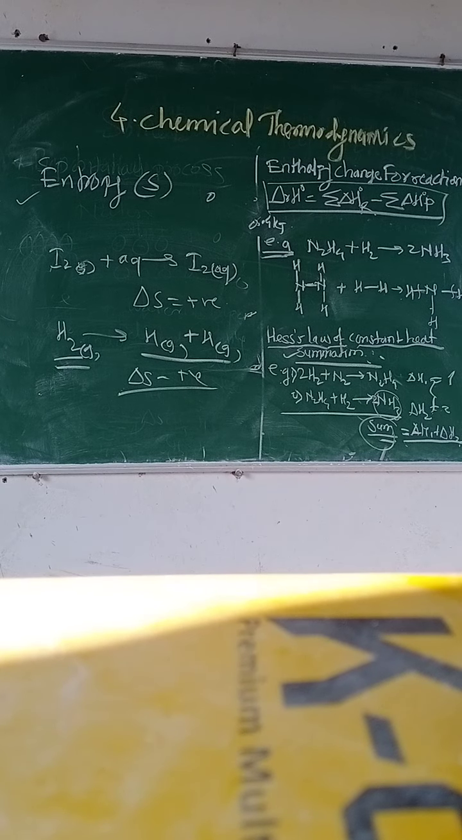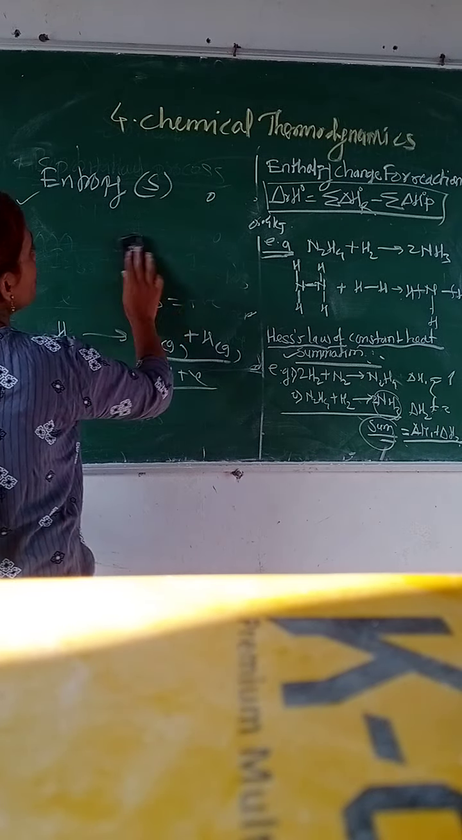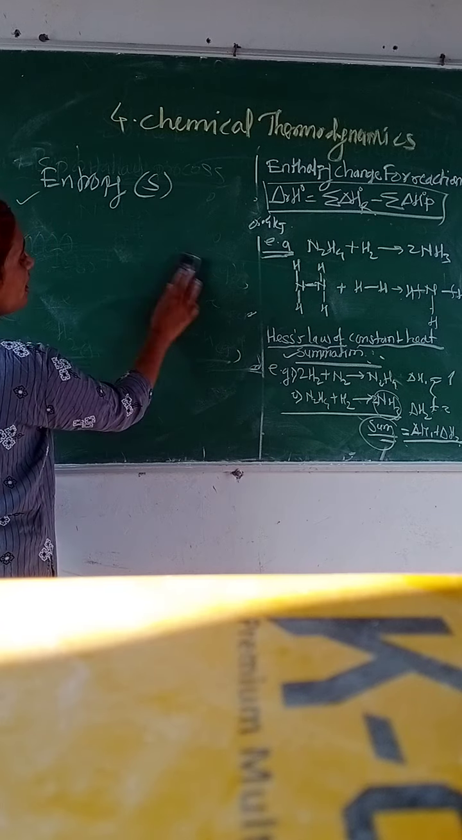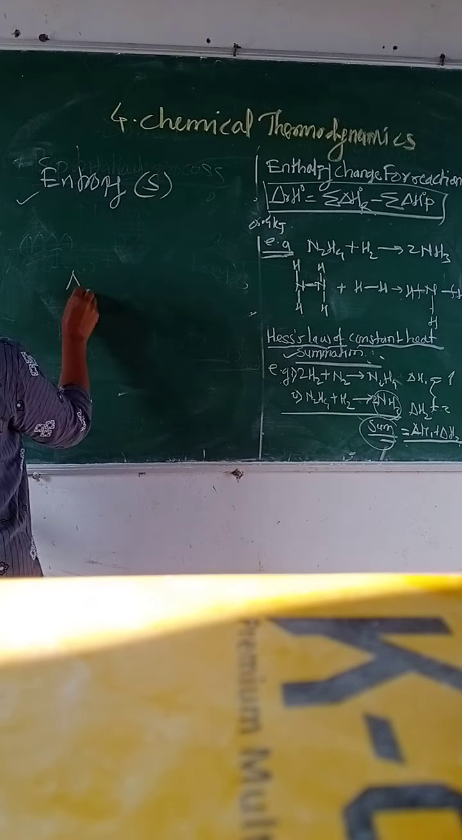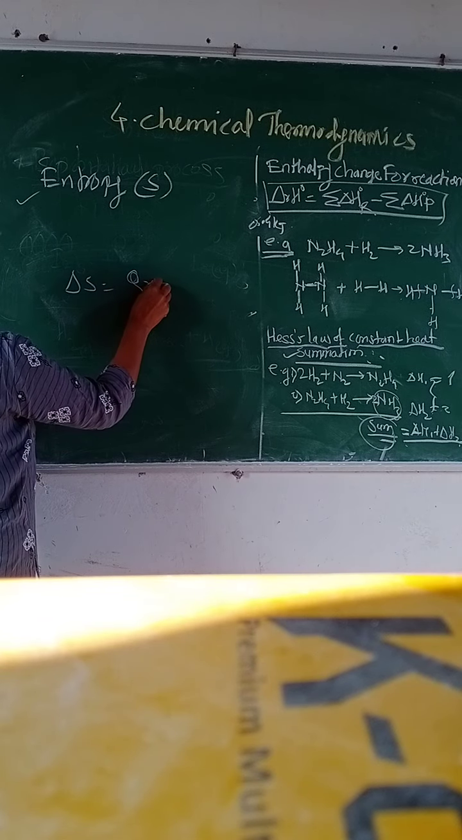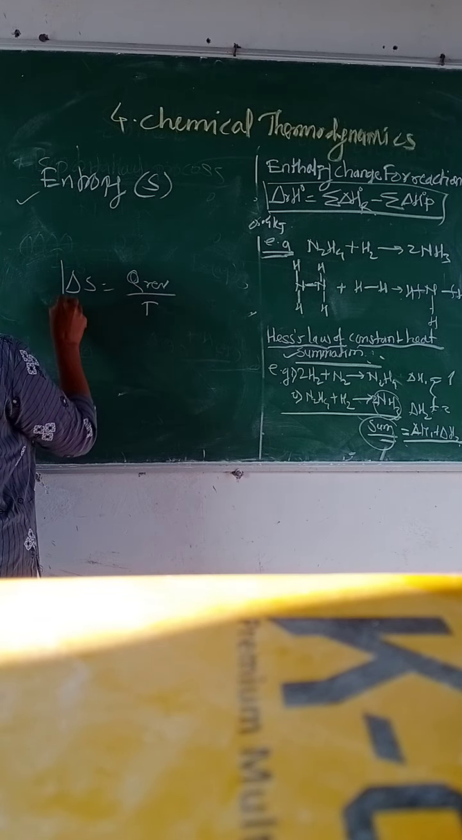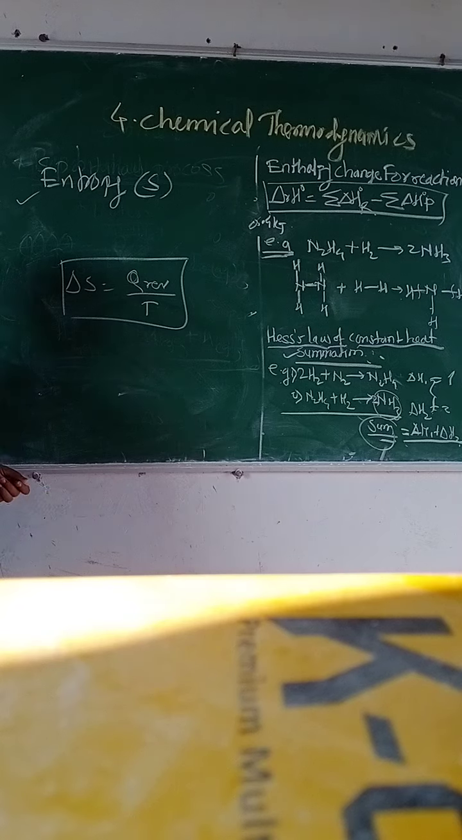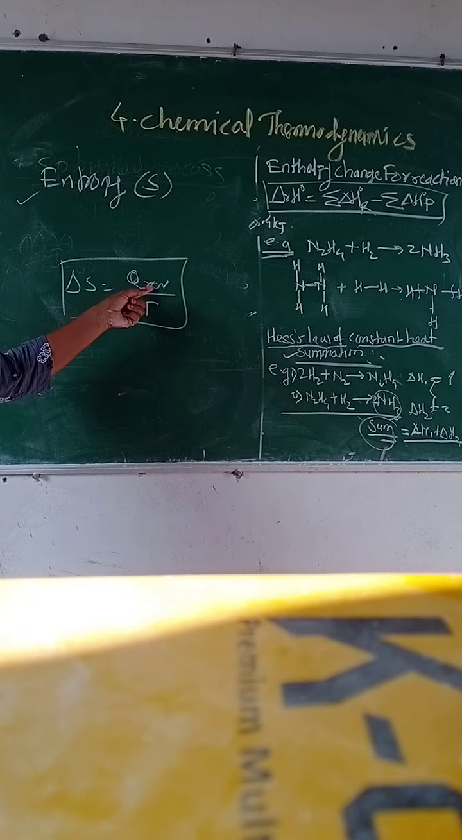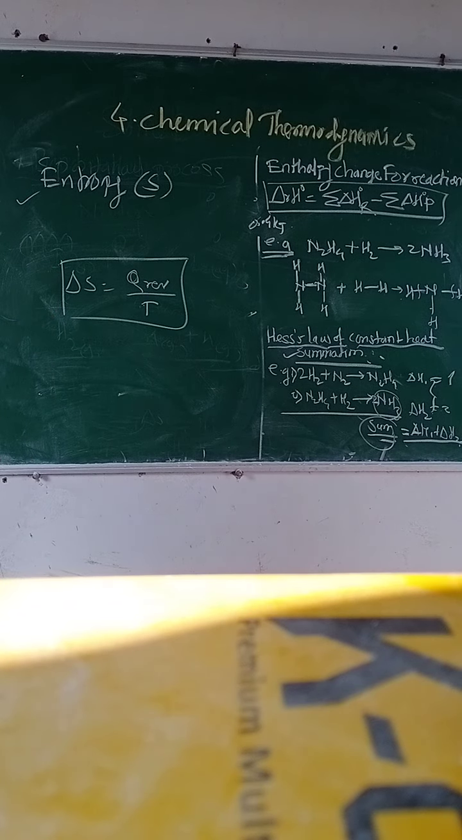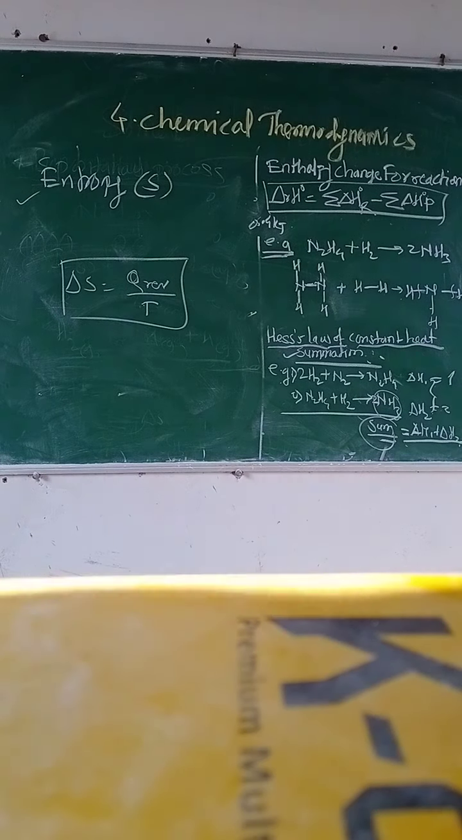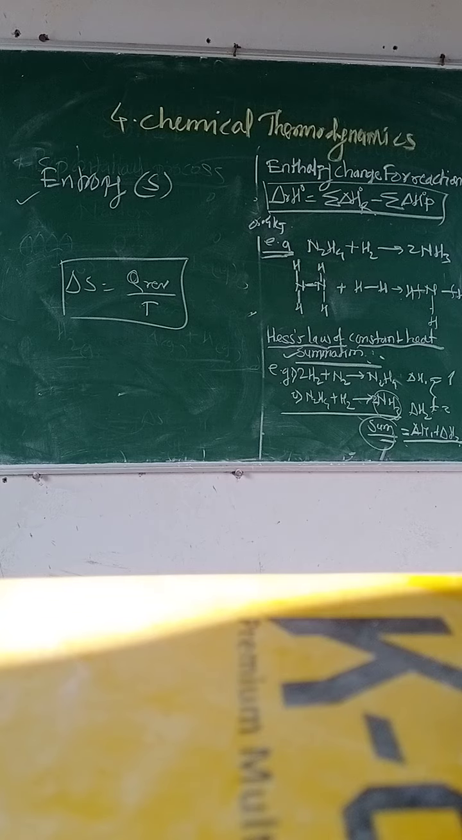Then the quantitative definition of entropy, delta S. This is the formula used for solving problems: delta S is equal to Q reversible divided by T. The change in entropy is directly proportional to the heat and inversely proportional to the temperature. So delta S is equal to Q reversible divided by T. Today we have to stop here.